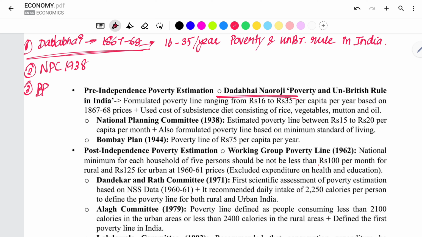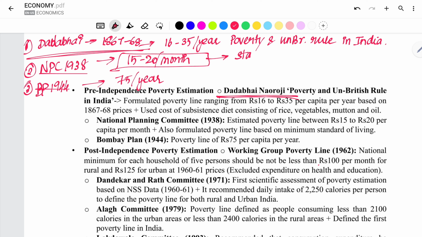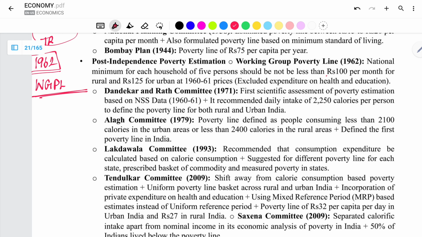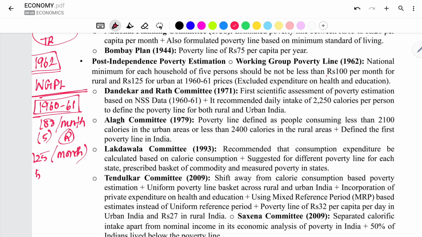NPC 1938, BP 1944, right? National Planning Committee and Bombay Plan. National Planning Committee suggested 15 to 20 rupees per month, 75 per year. This is so costly because they are including the standard of living. Next, after independence, we have dal. Before dal, we go for 1962. 1962 is the starting year, with the working group for the poverty line. They considered 1960-61 prices, and they say 100 rupees per month for a family of 5 in the rural case and 125 per month for a family of 5 in the urban case. This is what was suggested by the working group poverty line.